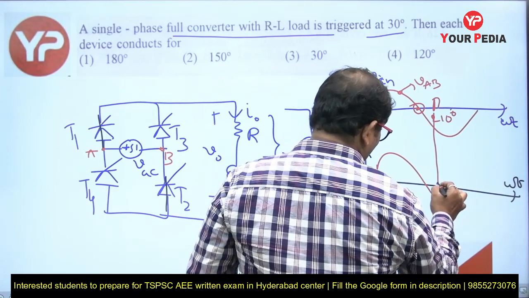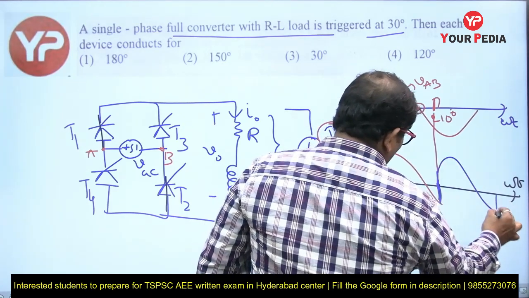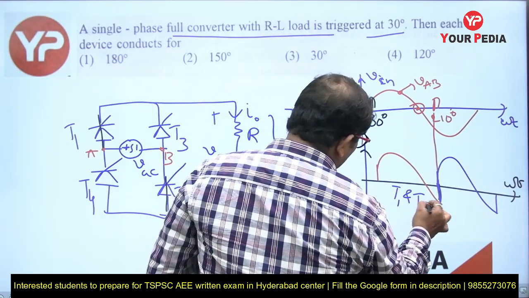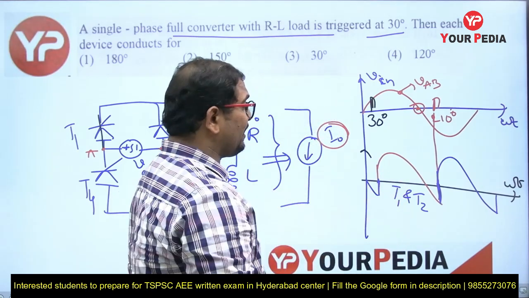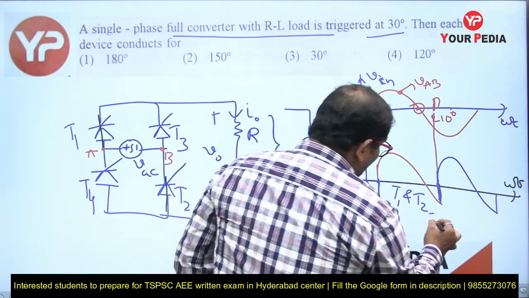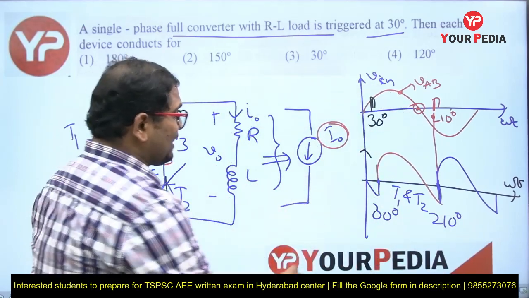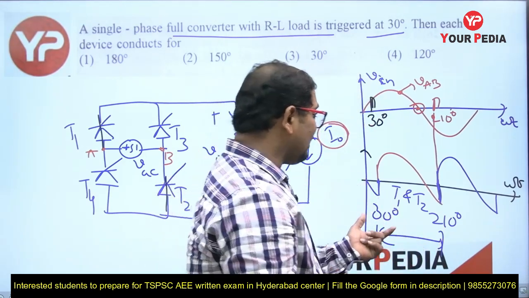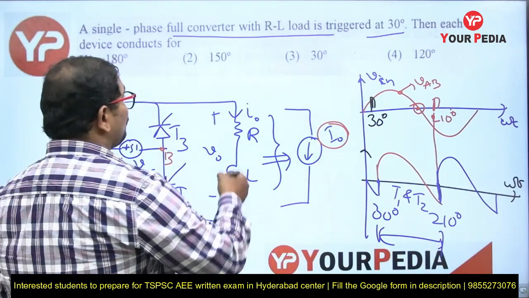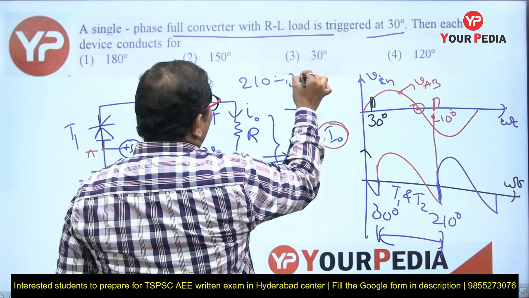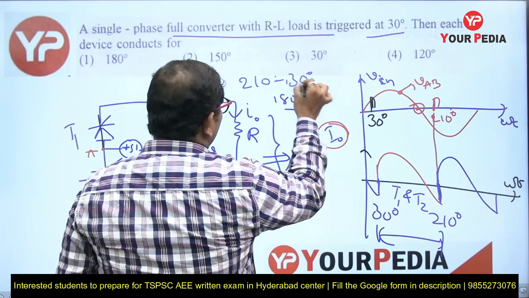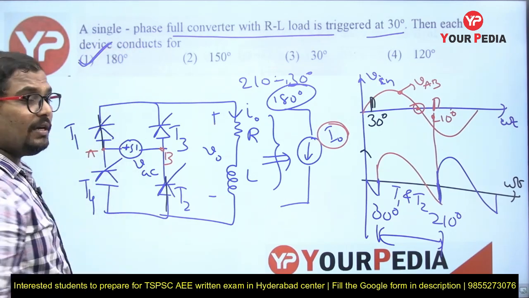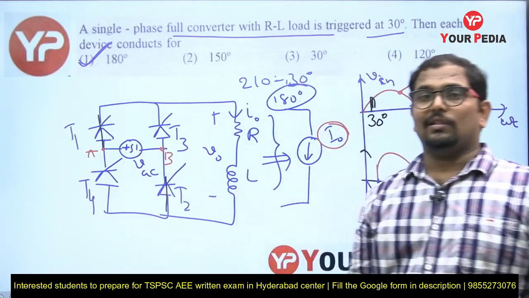So this is the output voltage, and this is the next pair's output voltage. This is the conduction of T1 and T2. From where to where are T1 and T2 conducting? From 30 degrees to 210 degrees. What is the total conduction period of each device? 210 minus 30 degrees, that is 180 degrees. So each device conducts for 180 degrees. This is how you need to solve the question.